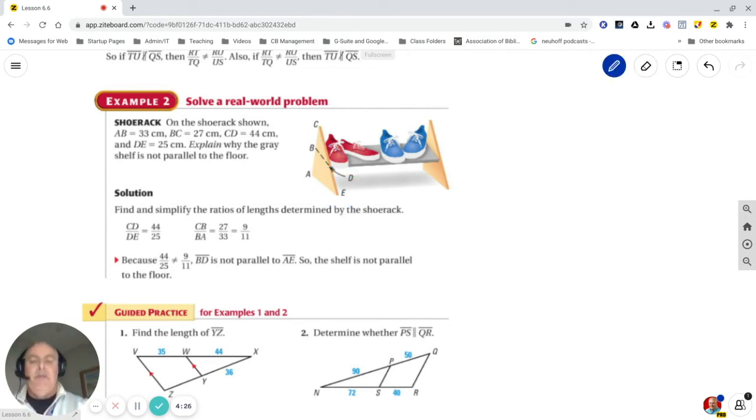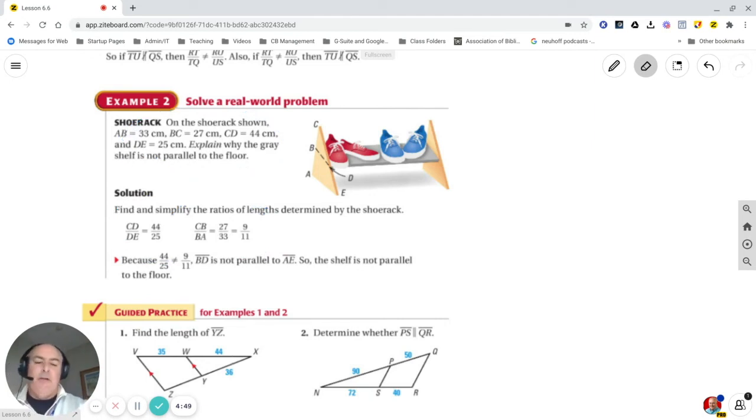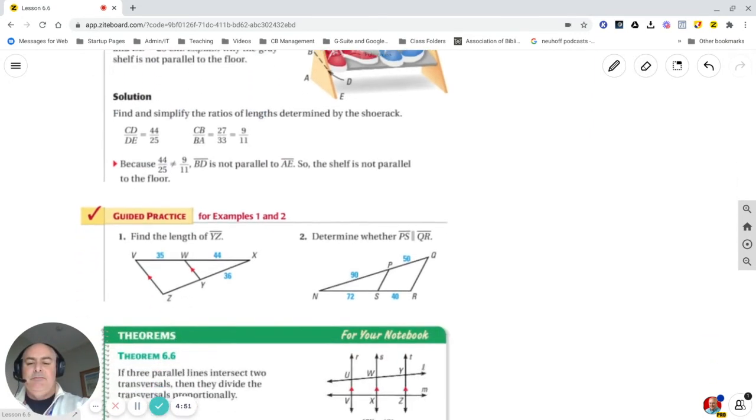Well, I'm given some dimensions here, and so I'm able to evaluate my proportions. And unfortunately, what I find is that given the dimensions in the example, since the proportions are not equal, the shelf is not going to be parallel to the floor. And of course, now I've got a situation where my shoes are going to fall off the shelf.